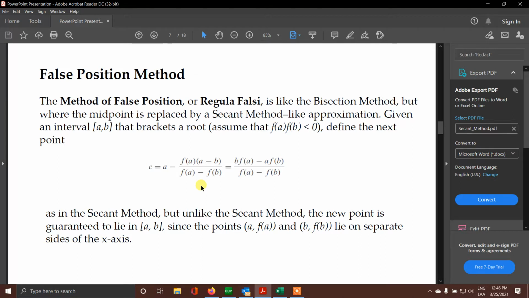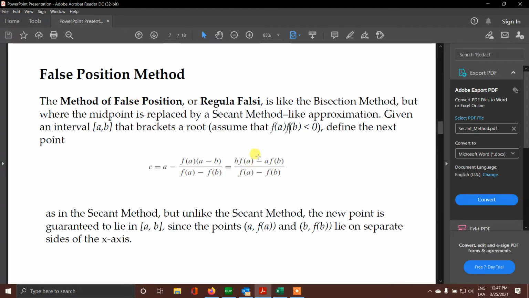We have to select an interval A and B, and we have to make sure that the interval contains one root. To make sure of that, we have to evaluate the function in the interval and then multiply the results, and this result has to be less than 0. Okay, so defining the C point, which is the point of the next iteration, you could start from 0 or you can start from 1 if you want. In general, this is the formula that we use to solve any equation using the false position method.